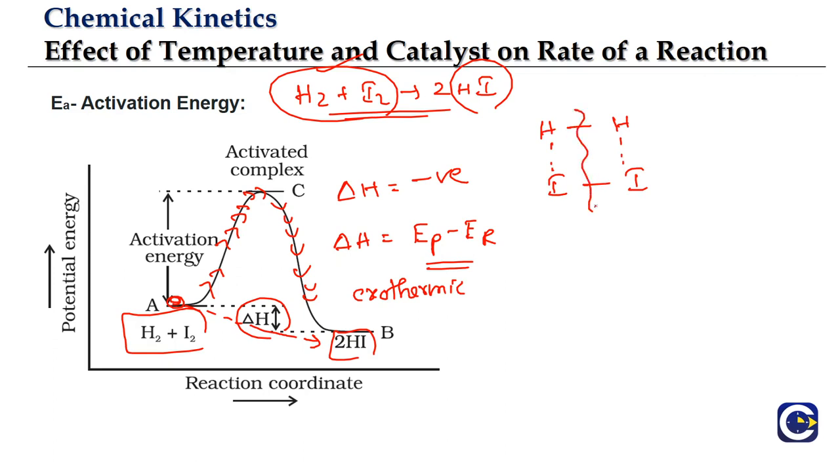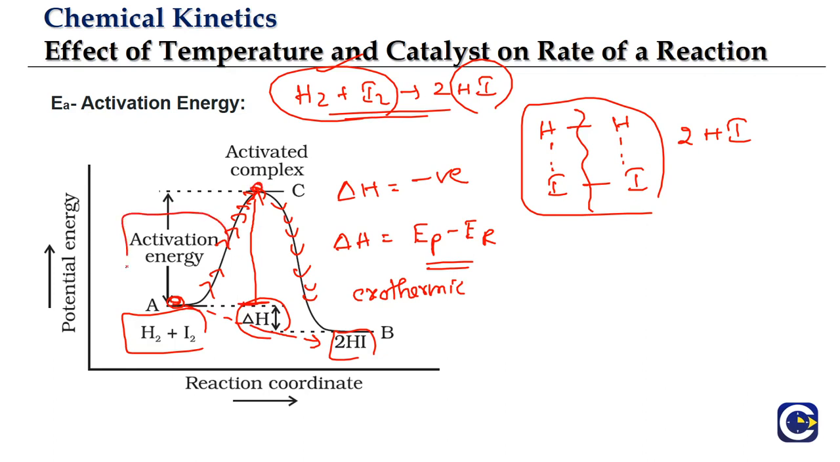So after breaking this, we are going to get two molecules of HI. This complex is going to have some energy which will be higher, because the activated complex energy value will always be higher. So in order to undergo the reaction, the H2 and I2 molecules should have an energy equal to this particular gap, the gap between the energy of the reactant level and the energy of the activated complex. This gap is what we will be calling the activation energy.